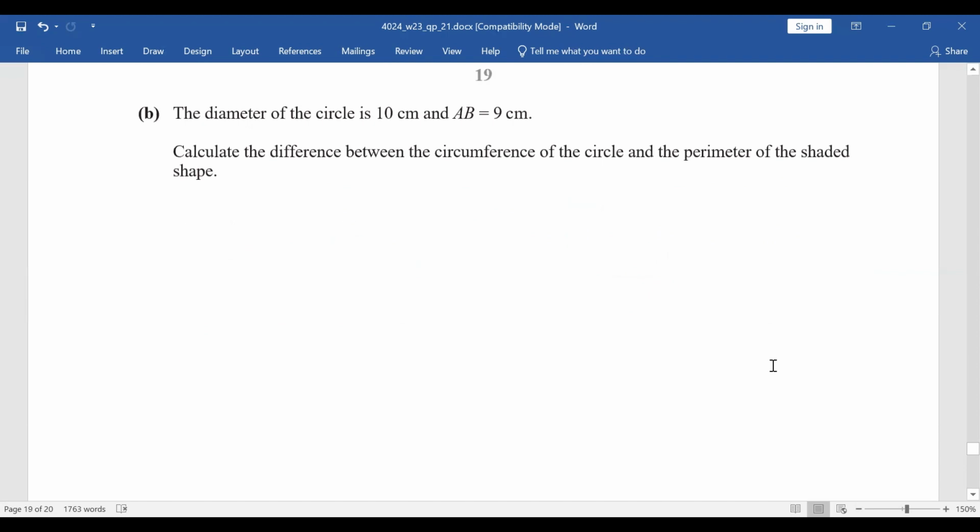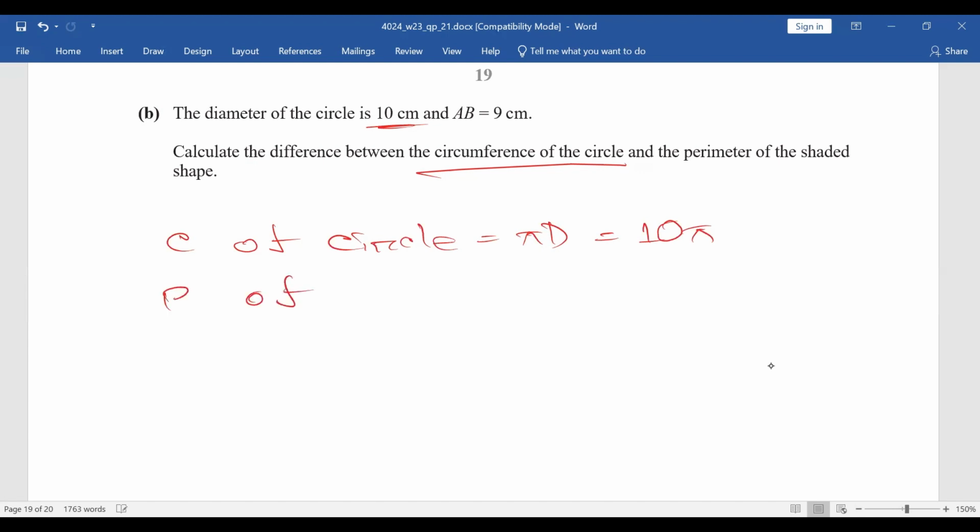Next question, the diameter of the circle is 10 centimeter and AB equals 9 centimeter. Calculate the difference between the circumference of the circle and the perimeter of the shaded shape. Okay, circumference of the circle is pi d, that means 10 pi. 10 pi is the circumference, and then the perimeter of the shaded shape. Okay.